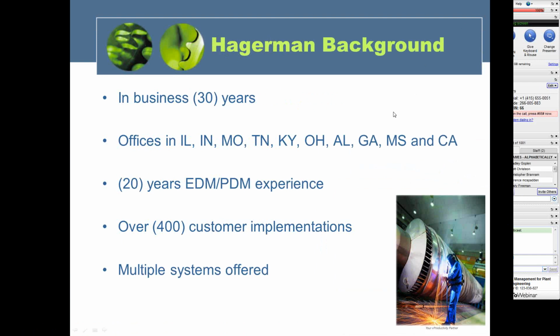This is Hagerman Company. We've been in business, it will actually be 31 years in May, that we've been in the CAD business, which was our original start about 31 years ago when Autodesk really first came on the market. And you can see we've got offices spread throughout the central U.S. down into South Central and Southeastern United States, and then California as well, where we cover the West Coast. So we really do implementations all over the country and have even done implementation projects in foreign countries as well.